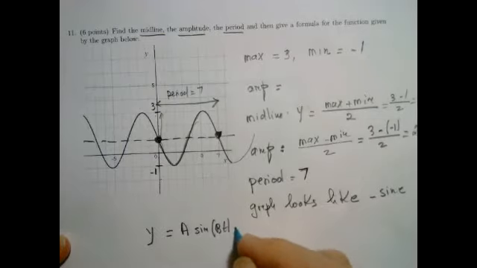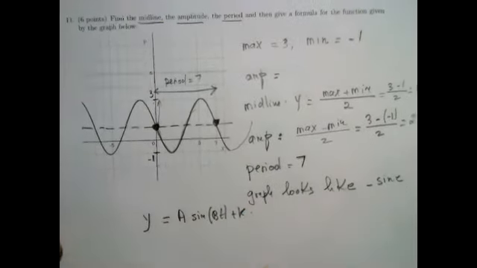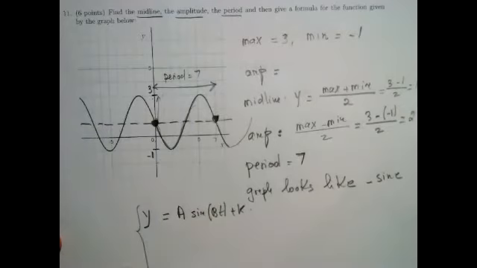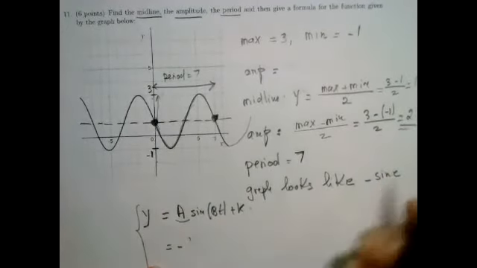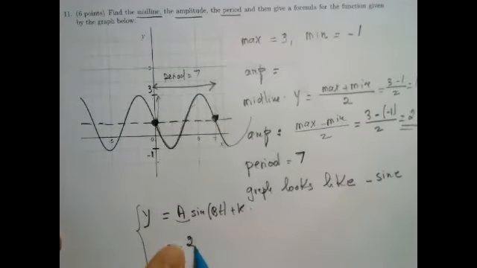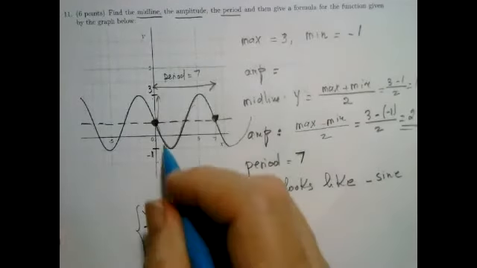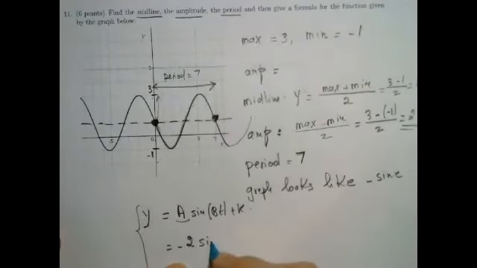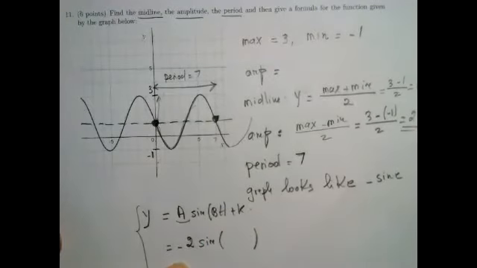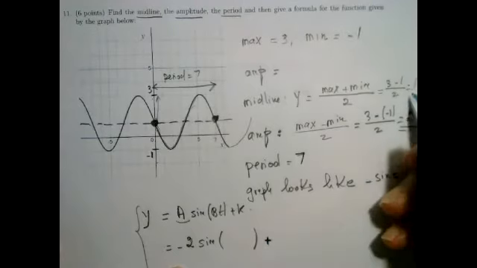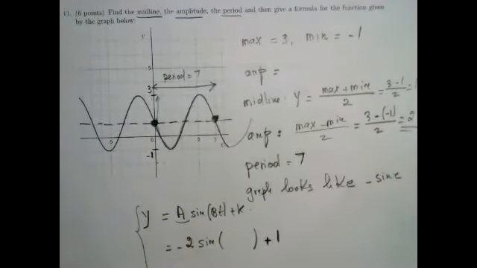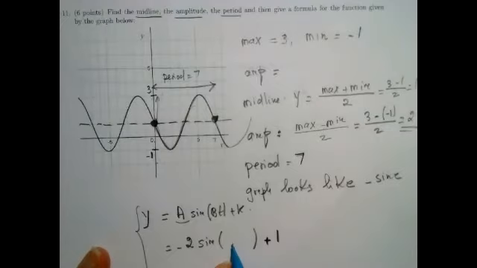Sine bt plus k. And my job is to figure out every piece in here. So in my problem, this is going to be equal to -3, sorry. My amplitude is 2. That's my amplitude. The minus, because we're going down. Sine of, and I'm going to keep this part up because we're going to talk a little bit about that. Plus the k. K is the midline, which is 1. But the question is, what is b?